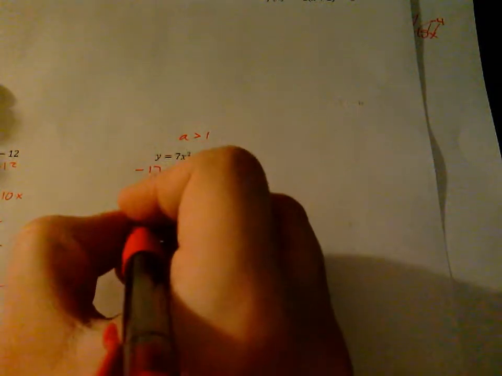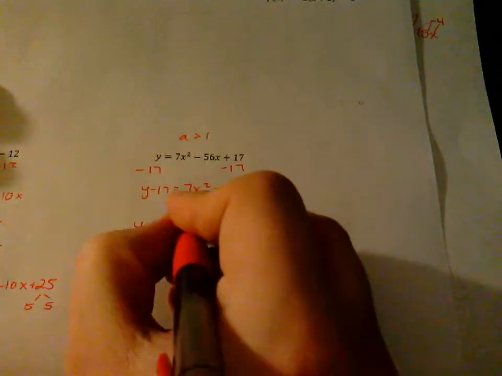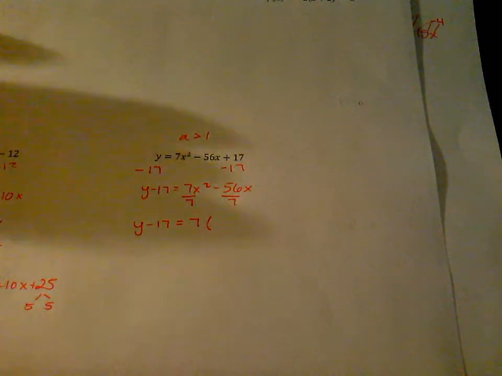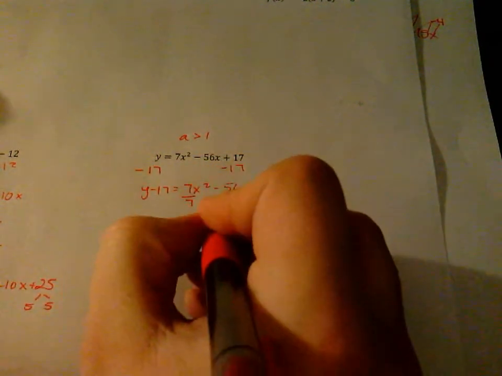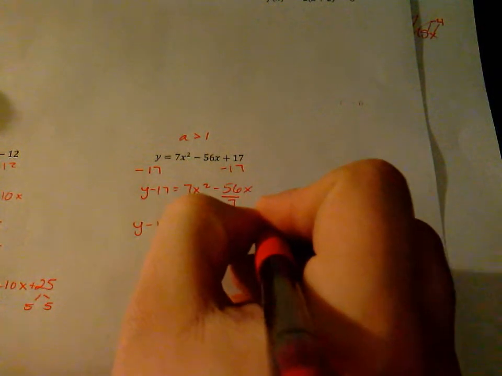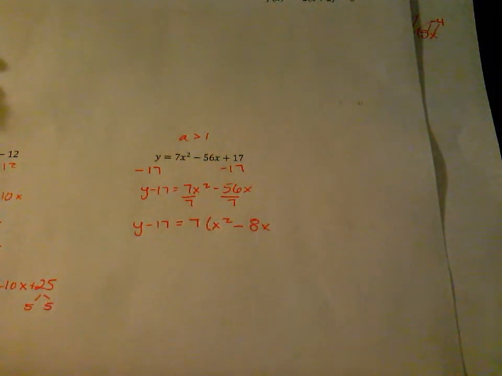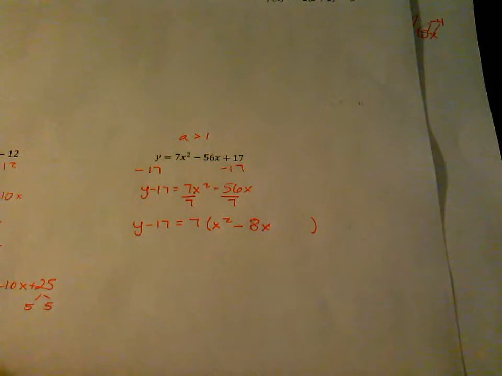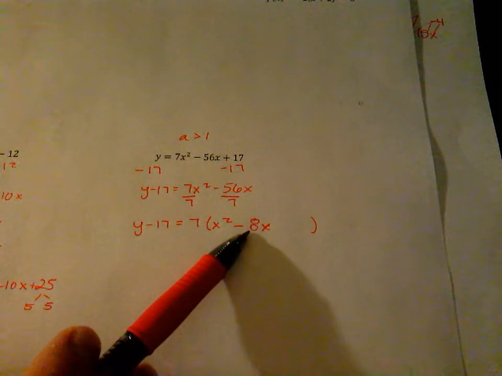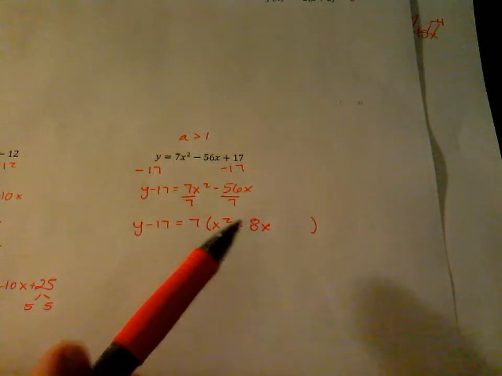So it's going to become y minus 17 equals, we're going to put the 7 in front because we can't get rid of it yet, but we're taking it away from the x squared right now. So it becomes x squared minus 8x, because 56 divided by 7 is 8. Okay? And now we got to complete the square. So like what we did over on the other side, we look at this number. 8 divided by 2 is 4. And that squared is 16.